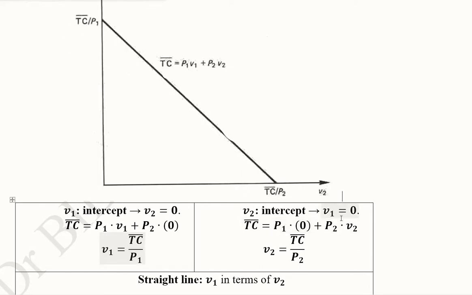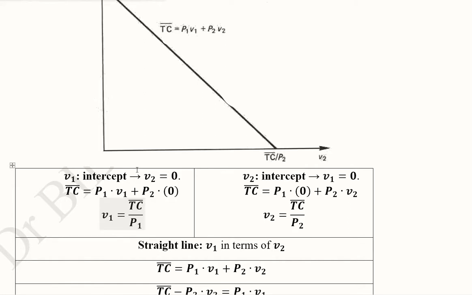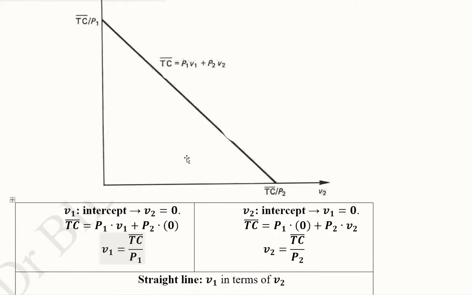And when we do this, that is, we put V1 is equal to 0 here, we will get V2 as the answer. This is the same value that we have found here, so this becomes the other intercept. So this is how the intercepts can be found. Because these intercepts are very useful, once we get these two intercepts, we can simply join the two intercepts, and this straight line will give us the isocost line.